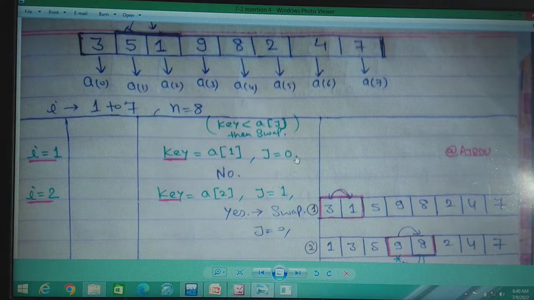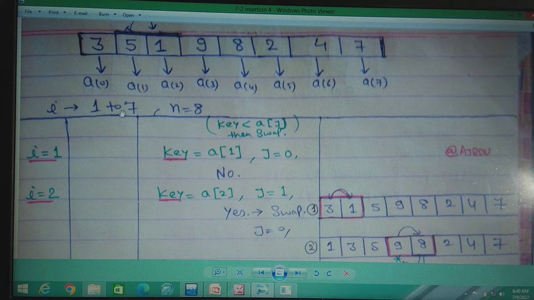Let us take the example 3, 5, 1, 9, 8, 2, 4, 7. This is your array. A0 is 3, A1 is 5, A2 is 1, A3 is 9, A4 is 8, A5 is 2, A6 is 4, and A7 is 7. At first I is working from 1 to 7, because n is 8. Total elements are 8 here. You can see 0 to 7 is 8 elements: 1, 2, 3, 4, 5, 6, 7, 8. So n is equal to 8.